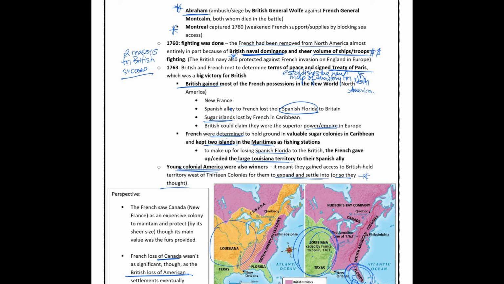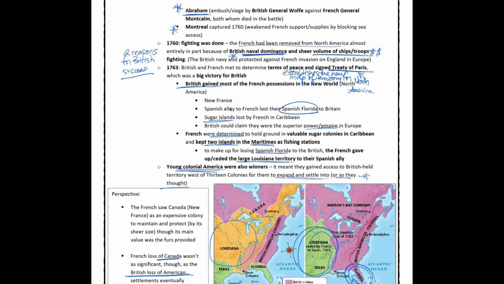They lost some of those sugar islands that were valued by the French in the Caribbean. And because of all the territory that they took over, the British now had the ability to claim that they were a superior empire, an imperial power with greater bragging rights. The French, in their negotiation of that peace agreement, were able to keep 2 of the islands in the Caribbean and 1 maritime island as a fishing station.